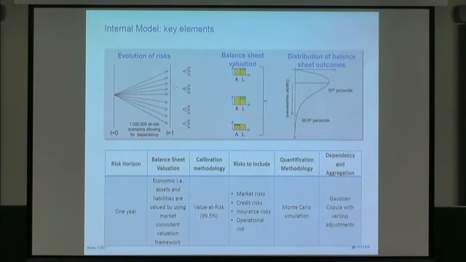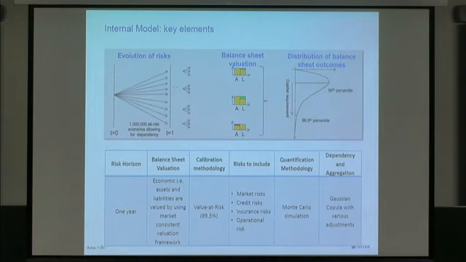What is the internal model? This is another brief overview. In the table below, you can see the key elements. We're talking about the risk horizon. It's 1 year, so we need to model risk on the balance sheet from time 0 to time 1. We have balance sheet valuation, which is economic, so it's a market consistent valuation. The actual assets on the balance sheet should be valued at market prices. The calibration methodology is prescribed by the regulator, a value at risk methodology, which defines the economic capital. It includes all the risks Aviva is exposed to: market, credit, specific insurance risk and operational risks.